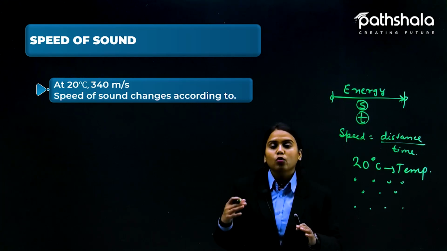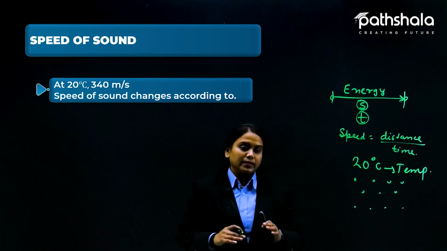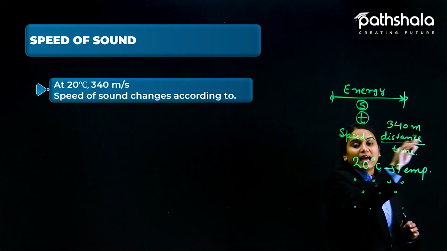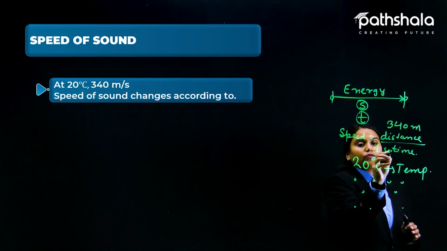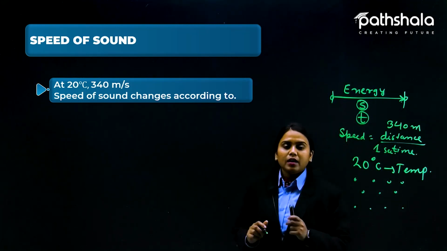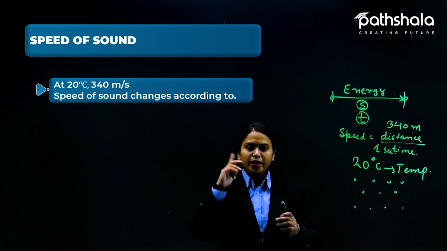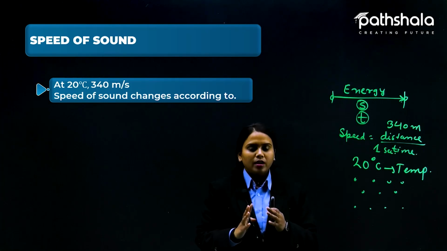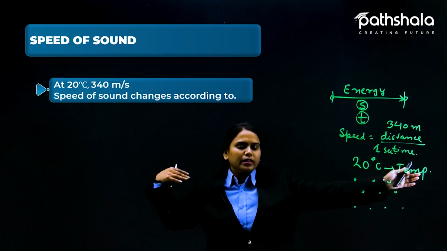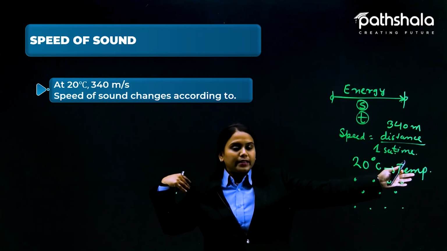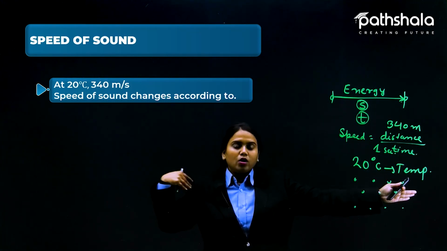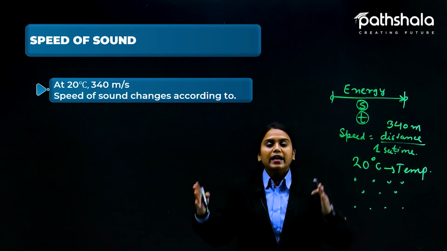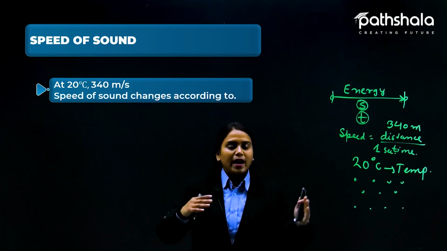Here we are talking about 20 degrees centigrade, which is the normal room temperature, and at that the speed of sound is 340 meters per second. That is, it covers 340 meters in 1 second. If I give you 1 second, how many meters can you travel? Suppose this is 1 meter, from here to here. So 1 meter, 1 meter, 1 meter, 1 meter.